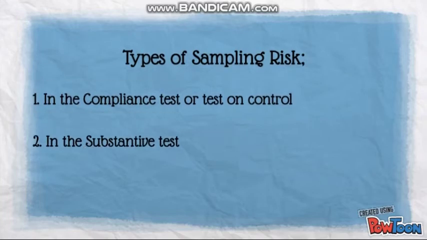Two types of sampling risk. 1. In the compliance test or test of control: the risk of assessing control risk too high means the auditor will conclude that the risk is higher than it actually is. The risk of assessing control risk too low means the auditor will conclude that the risk is lower than it actually is. 2. In the substantive test: the risk that the auditor will conclude that a material error exists when, in fact, it does not, and the risk that the auditor will conclude that a material error does not exist when, in fact, it does.